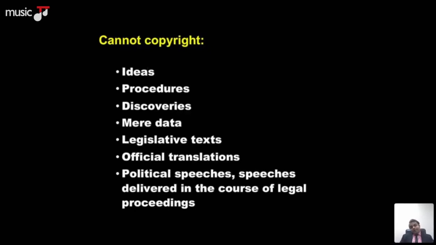What you can't copyright: ideas, procedures, discoveries, mere data. Again, not an exhaustive list. We can find it in the legislation. But I go back to the concept of intellectual property is an expressed creation of the mind. It needs to be created. It can't just be an idea. When it comes to copyright, there needs to be originality involved. So it can't just be mere data. It can't be legislative texts. Those things are not copyrightable.